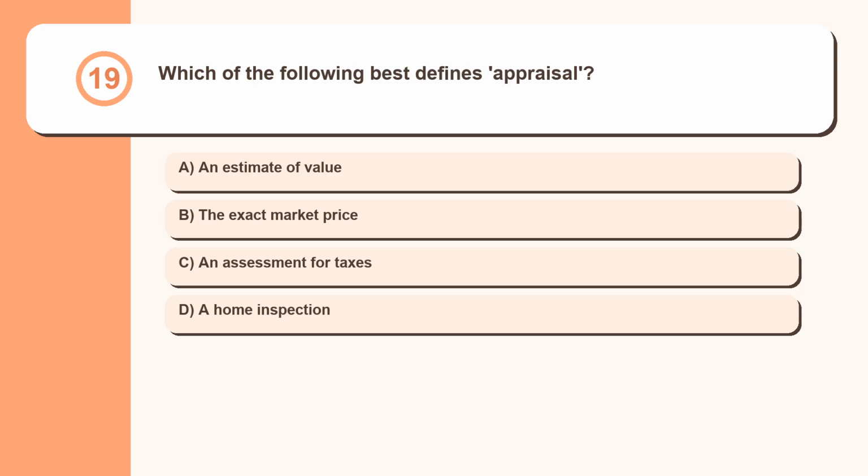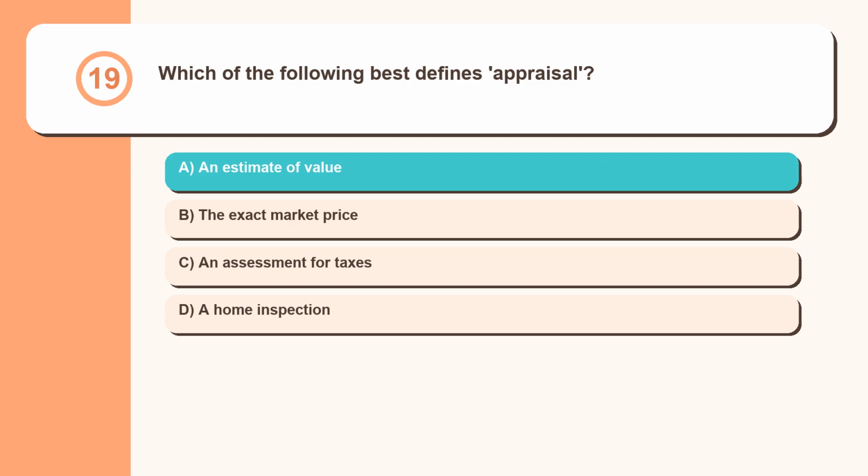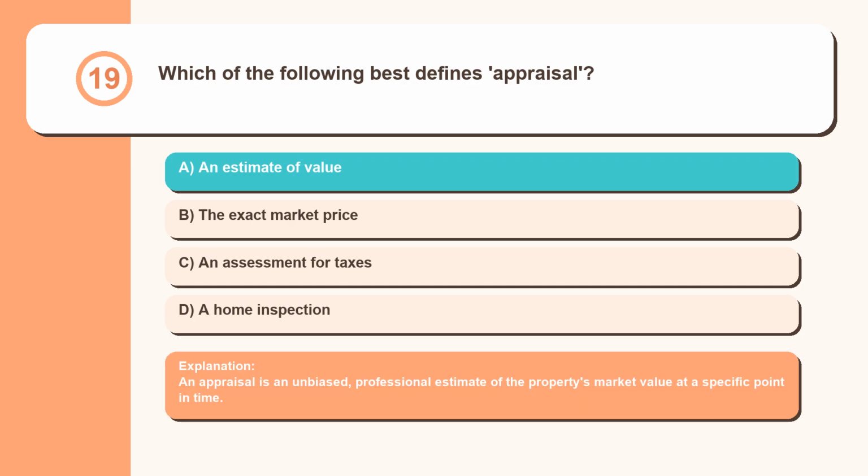Question 19. Which of the following best defines appraisal? An estimate of value, the exact market price, an assessment for taxes, a home inspection. An appraisal is an unbiased, professional estimate of the property's market value at a specific point in time.